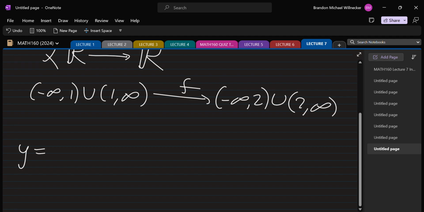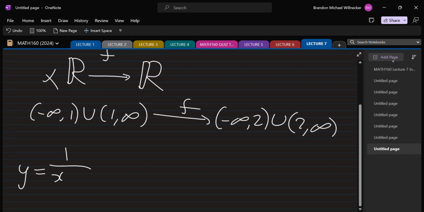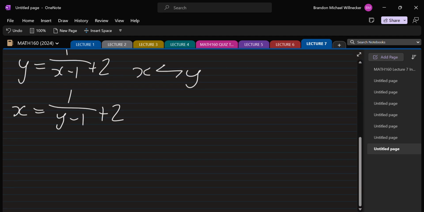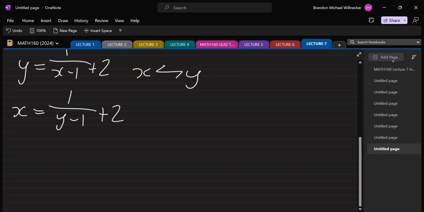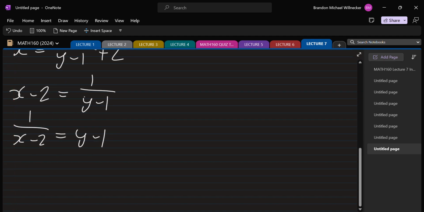So, y equals, what did we have here? 1 over x minus 1 plus 2. We do the little swap with x and y. So, x is 1 over y minus 1 plus 2. Now we want to solve for y. So we'll do that quickly. X minus 2 equals 1 over y minus 1. You can just flip both sides quick. So 1 over x minus 2 is equal to y minus 1. Can add 1 on the other side there. Y is equal to 1 over x minus 2 plus 1.